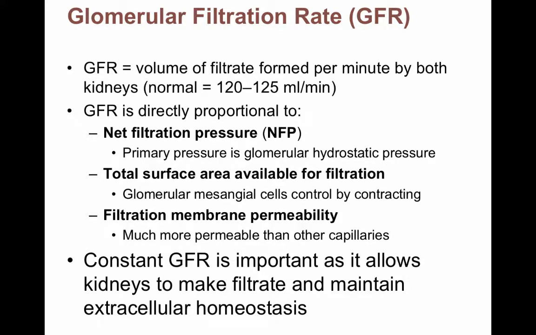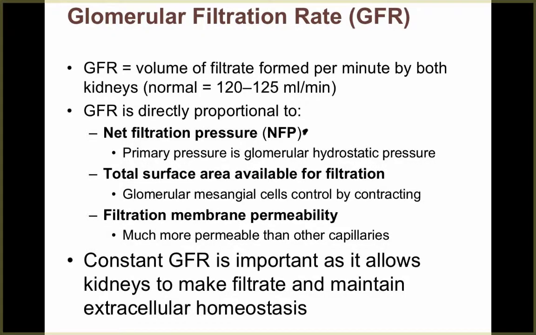So the normal glomerular filtration rate is about 120 to 125 mL per minute, the volume of filtrate formed per minute by both the kidneys. And it's directly proportional to that net filtration pressure that we just talked about, the total surface area of the cells, and the filtration membrane permeability. And so a constant glomerular filtration rate is important as it allows kidneys to make filtrate and also maintain the extracellular fluid homeostasis.